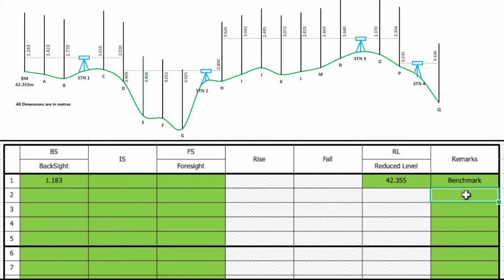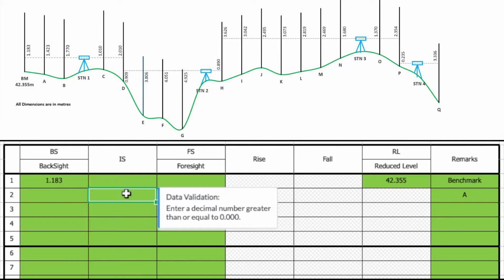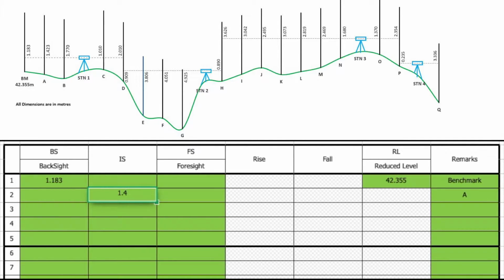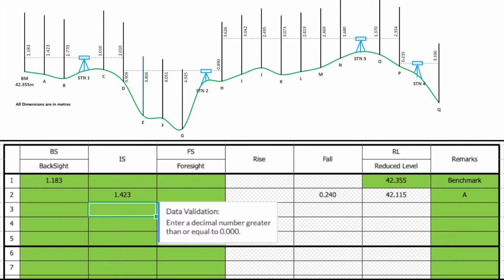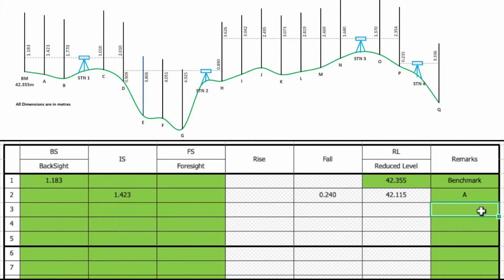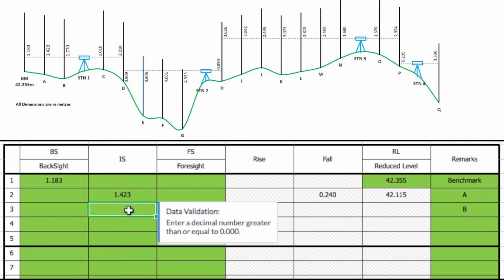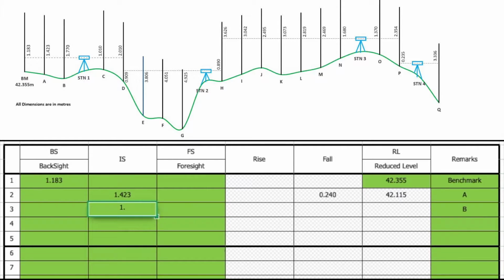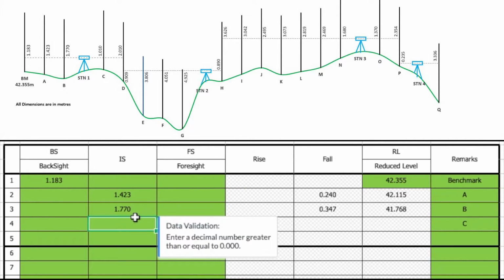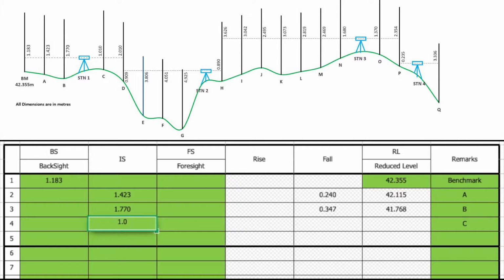Our next point relates to point A, and for that it is an intermediate sight, and we can enter in the value of 1.423. The next point we have is point B. Again, it is an intermediate value, 1.770. Point C is an intermediate reading, 1.010.